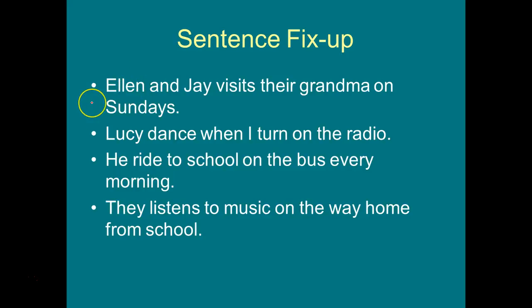These sentences, so it says Ellen and Jay, so you can see that's a plural subject because there's 2 people. It says visits their grandmother on Sundays. Just remember before that s and es usually mean singular, so I should say singular verb, so it needs to be visit. Ellen and Jay visit their grandma on Sundays.